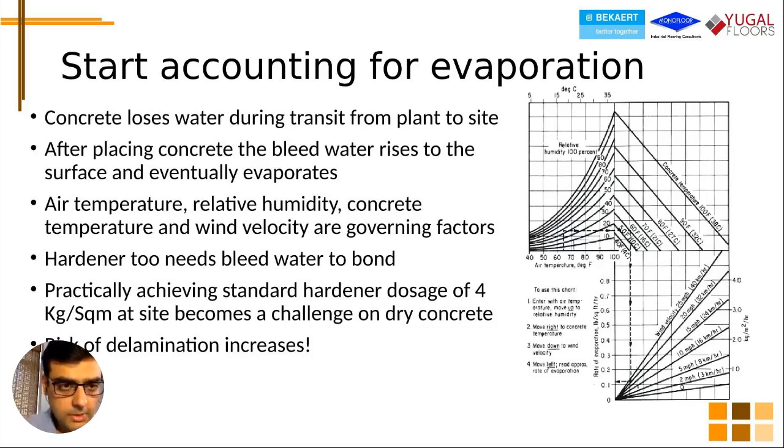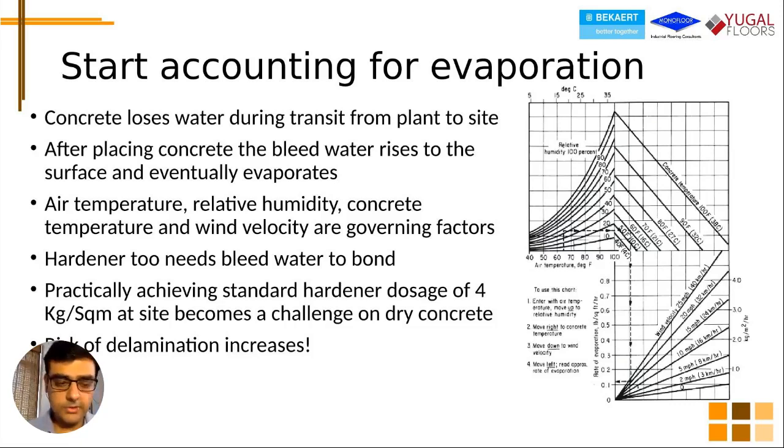And in my next slide, I will talk about evaporation. While the slide loads, I'll just keep talking about it. As designers, we never take evaporation into account. We need to realize that the moment the truck leaves the RMC plant, the concrete starts losing water. And once we have placed the concrete in the panel, it sits there for about 3 to 4 hours losing water.